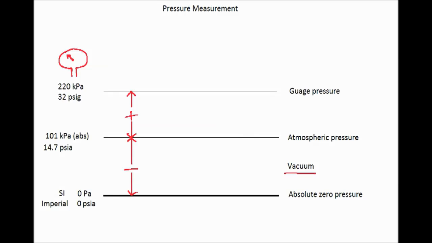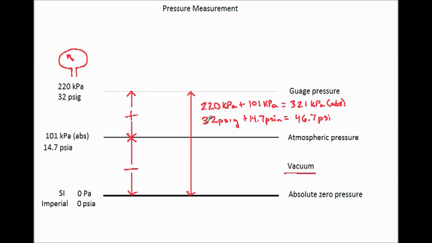If our gauge pressure was reading 220 kilopascals or 32 psi gauge, if we wanted to read the absolute, we would take the 220 kilopascals gauge pressure plus the 101 kilopascals, which would give us 321 kilopascals absolute. In imperial, the absolute would be 32 psi plus 14.7, giving 46.7 psi absolute.